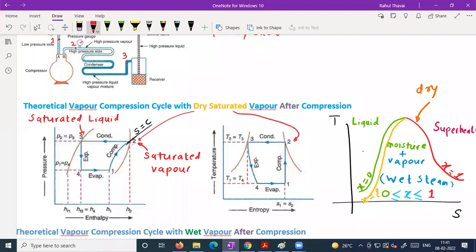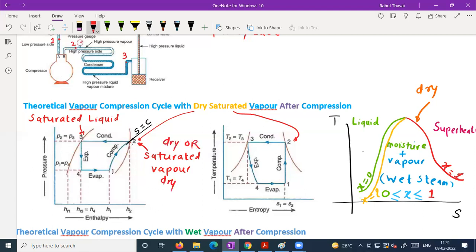The same process you can plot on a TS diagram. Point number 2 is a saturated vapor. Point number 3 is a saturated liquid. So we have converted saturated vapor to saturated liquid by using a condenser. So 2 to 3 occurs in a condenser where saturated vapor gets turned to saturated liquid. Simple. What is saturated vapor? It's a dry vapor. Simply, if you want, I'll just write it down.